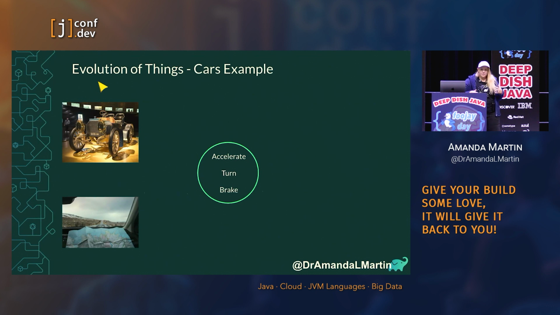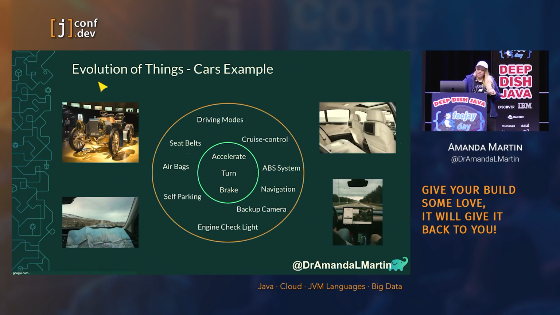Therese did a good example of cars, so I'll duplicate that here and also use a car example. The very first car, it could essentially just accelerate and turn and a little bit of brakes, right? But over time, cars have evolved. We have more safety, we have more assistive features, we have airbags and self-parking. So cars have evolved to have all these new things to it.